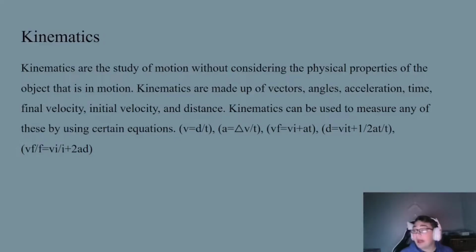Distance you see a lot, especially for horizontal projectile motion. We use that a lot in our math. That is d is equal to VIT, which is velocity initial times time, plus 1/2 of AT squared. So that's what that t divided by t is. That's AT squared. So those are the main equations that we would use.